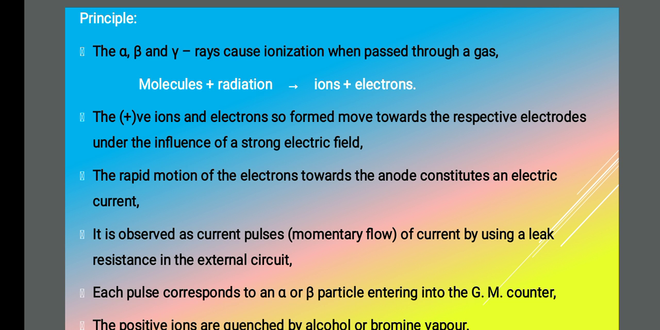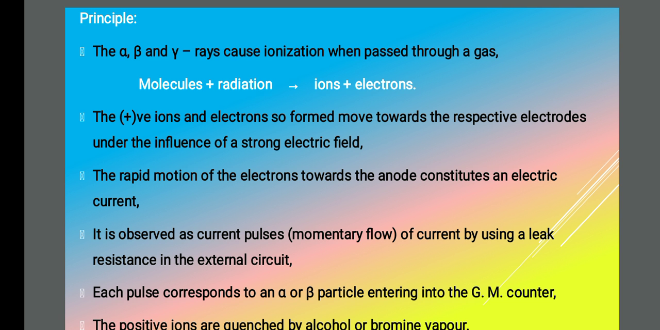As you pass the radiation over the molecules, what happens is ions will be formed and electrons will be produced. Ions and electrons will be produced, and these positive ions and electrons so formed will move towards their respective electrodes under the influence of an electrical field.